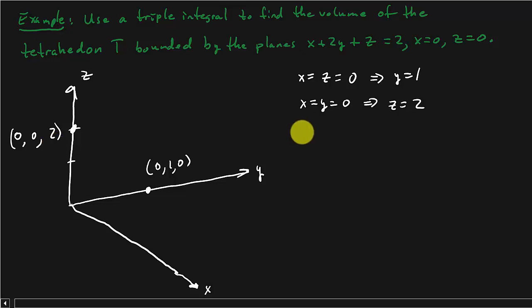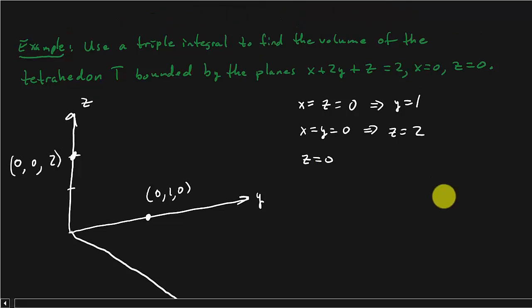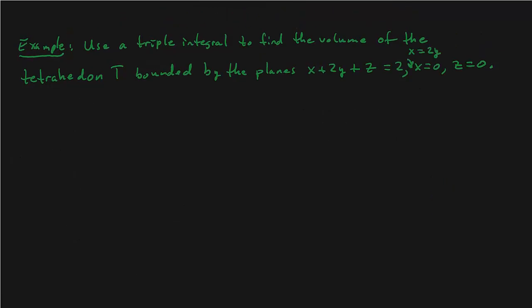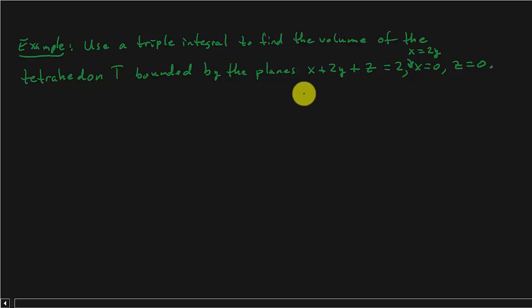All right, so let's take a look at this next example. It says, use a triple integral to find the volume of the tetrahedron T bounded by the planes x plus 2y plus z equals 2. And then this x equals 2y, I forgot to put it when I was writing the notes up, and I noticed it, so I inserted it in there. x equals 2y, x equals 0, and z equals 0.